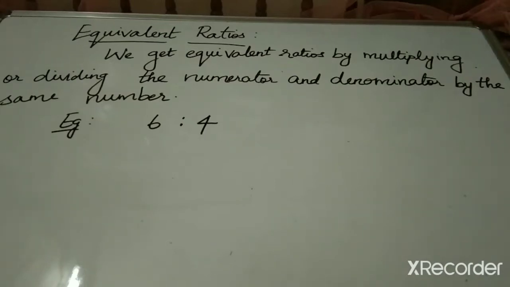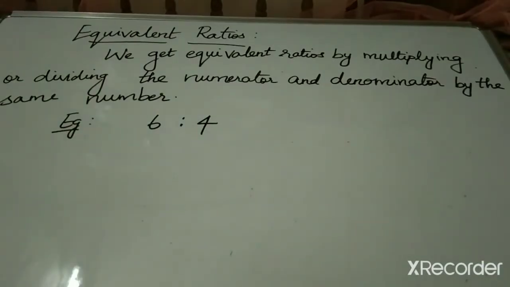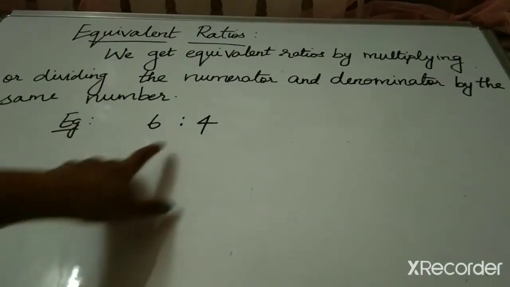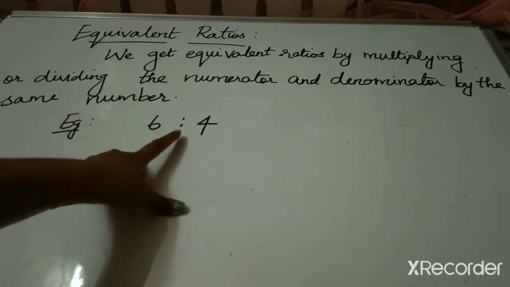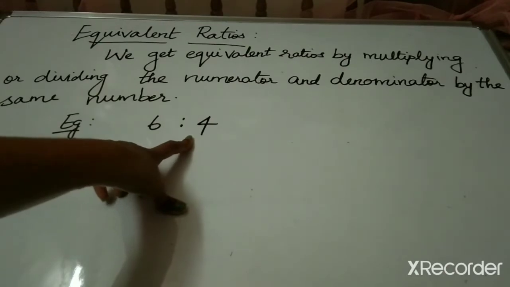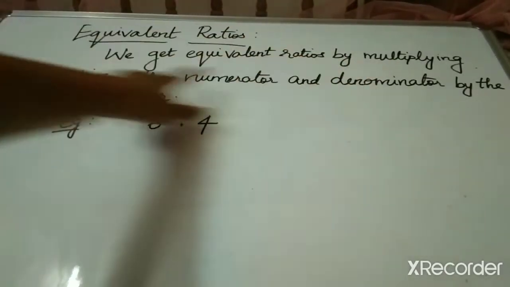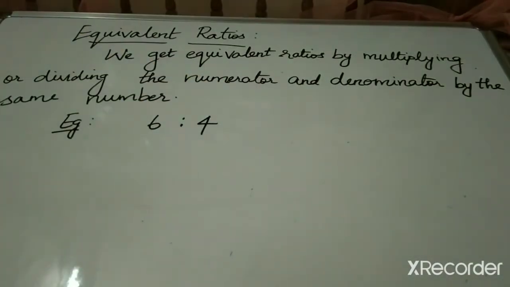Equivalent ratios. So we are going to see how to find equivalent ratios. We have to multiply or divide the numerator and denominator by the same number. Look at this example, 6:4. I will tell you how to find an equivalent ratio for 6:4.